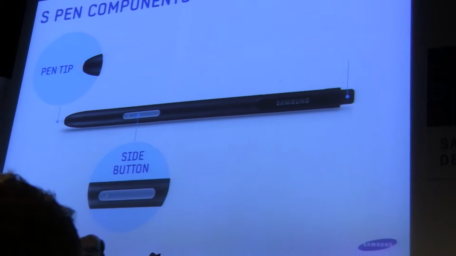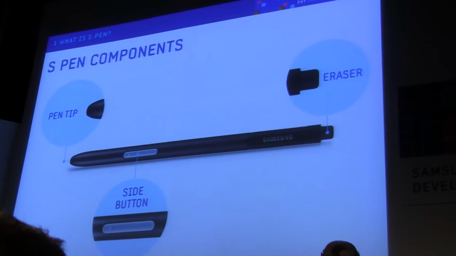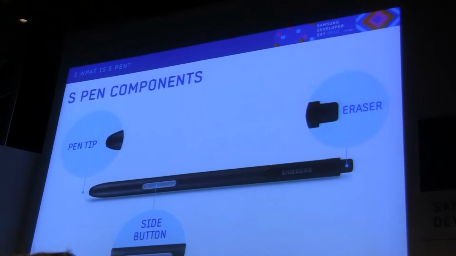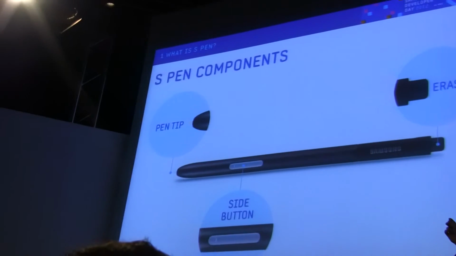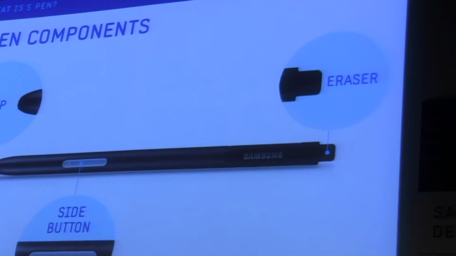Quickly, this is the version of the pen that came out with the 10.1. You see we've got the pressure sensitive tip there, the button I mentioned, and with the 10.11, we now have this eraser element on it.